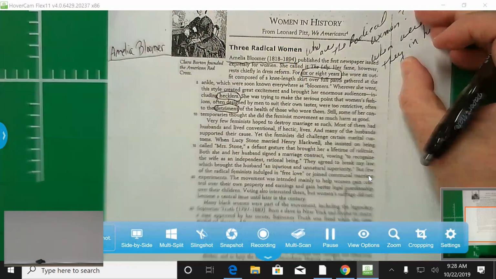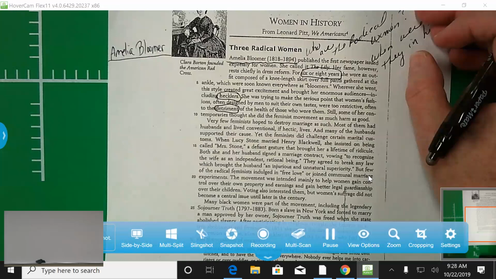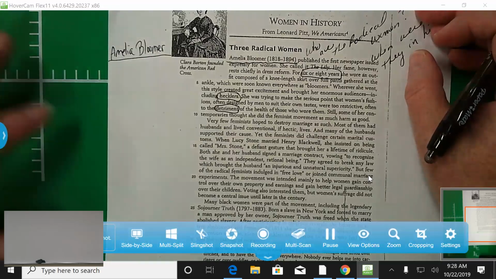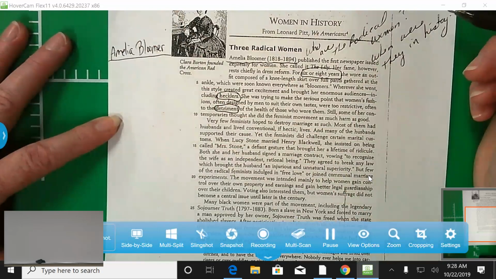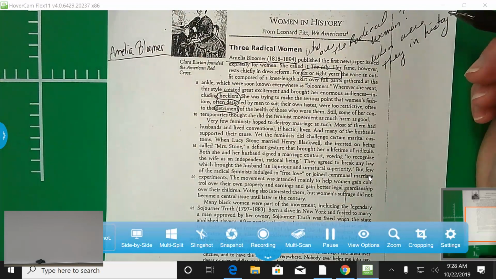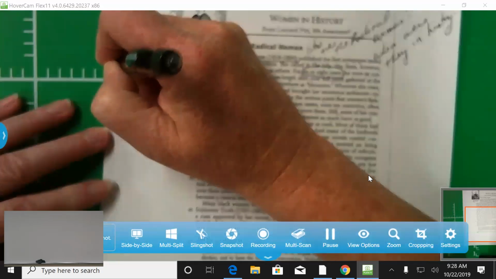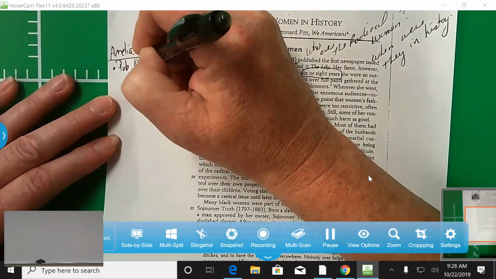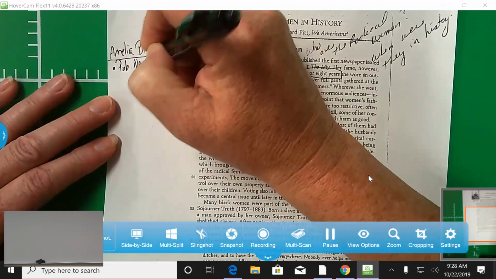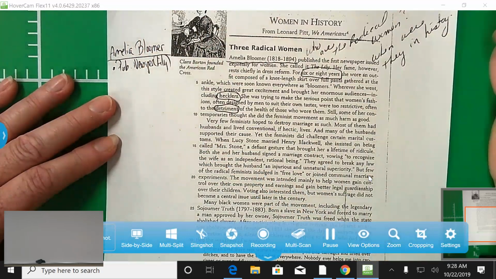So now, what do we need to know about Amelia Bloomer? From that passage, from that paragraph, what are some notes I would want to take that I might need to understand or need to know? Yeah, I would agree. So, published newspaper. Anything else I need to know?